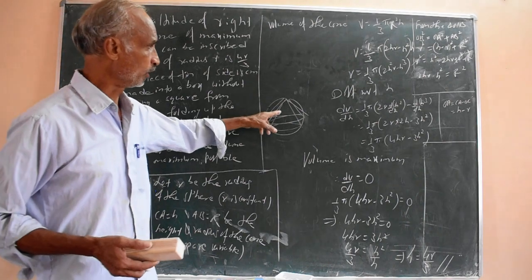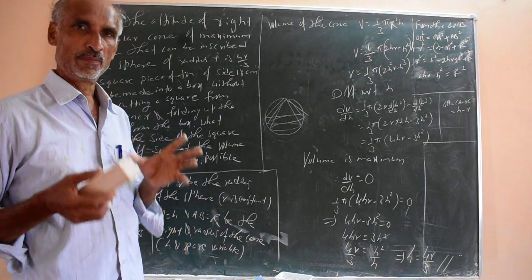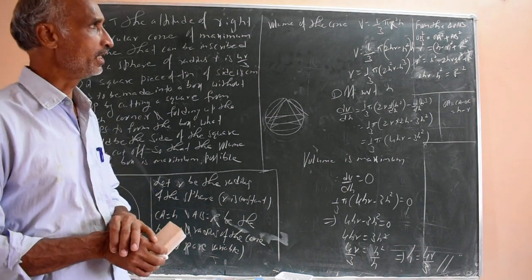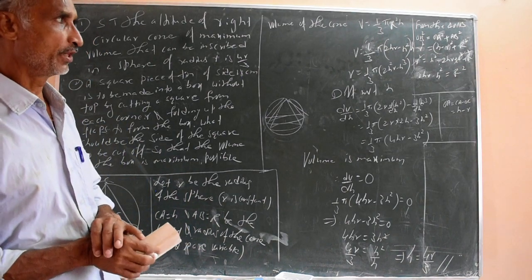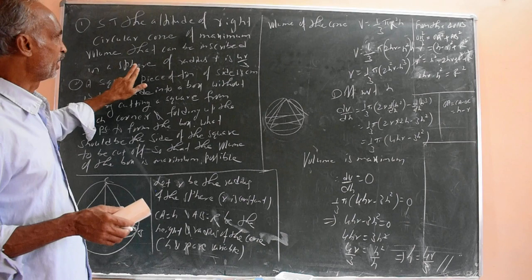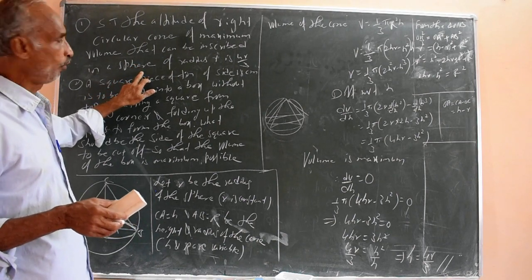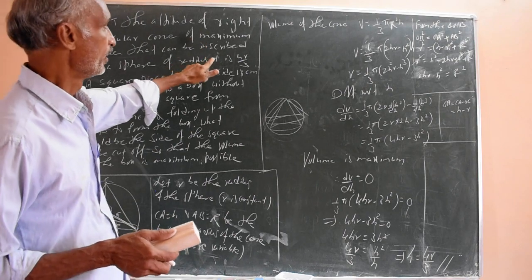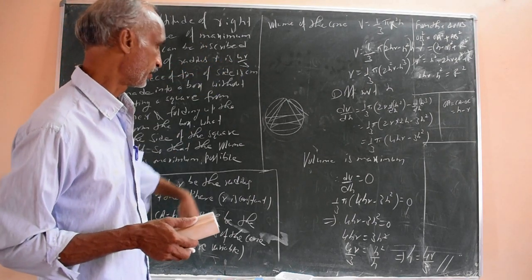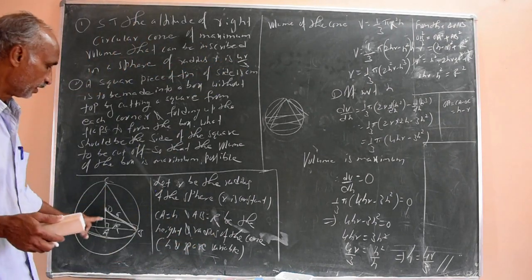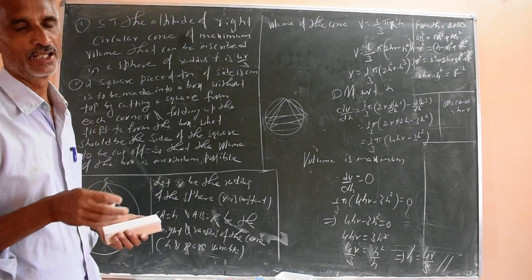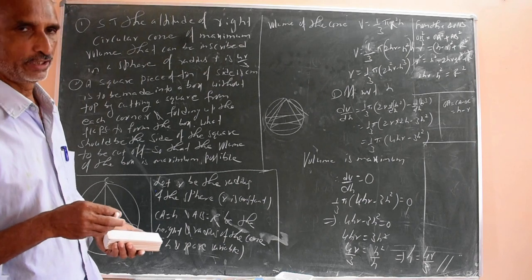So among the different cones inscribed, cones of different sizes can be fitted inside, and one of them will have the maximum volume. Which cone is that? We have to prove that the cone will have the maximum volume where its height, the altitude, is equal to 4r upon 3. Height of the cone h is equal to 4r upon 3. That cone will have the maximum volume. That we have to prove.